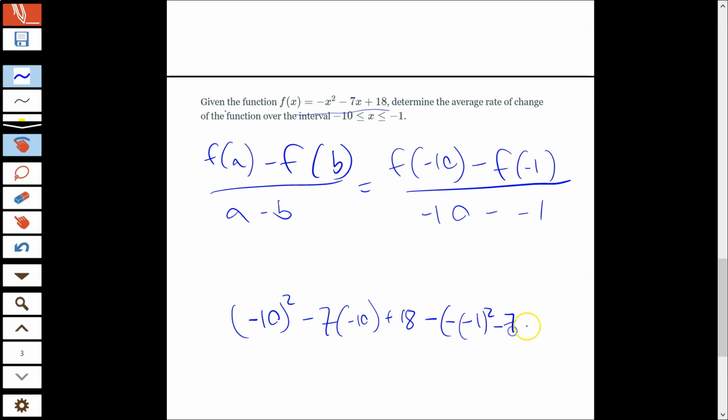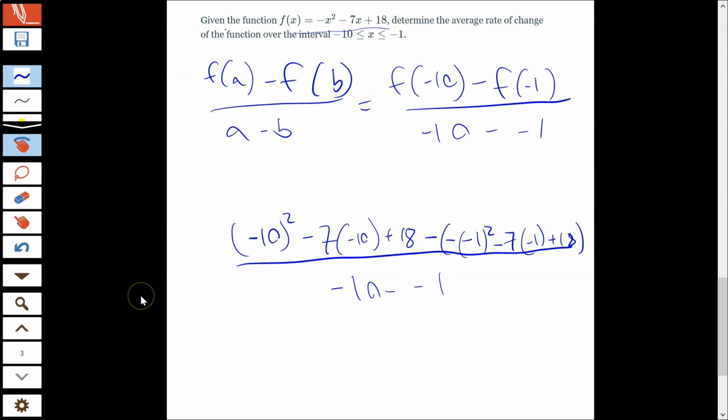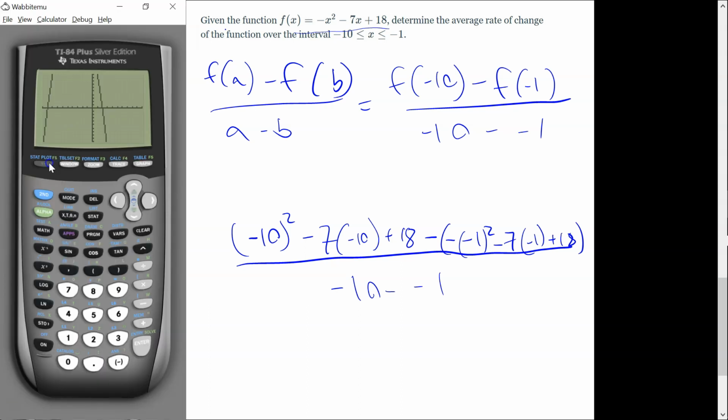So if you get these wrong, by the way, just make sure you type them into your calculator correctly. Negative 7 times negative 1 plus 18, all over negative 10 minus negative 1. Okay, so that's a bunch of math that you can do. I just plugged it in twice. I'm going to show you an easy way to do it on your calculator. This is the same as the last lesson. We're going to use the grapher and the calc value function. So I've typed my whole thing in, and remember I need f of -10 and f of negative 1.